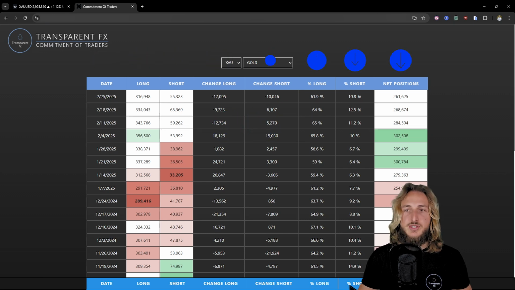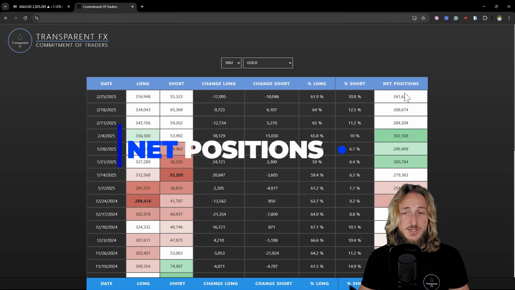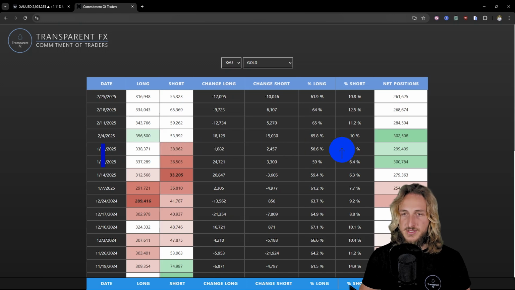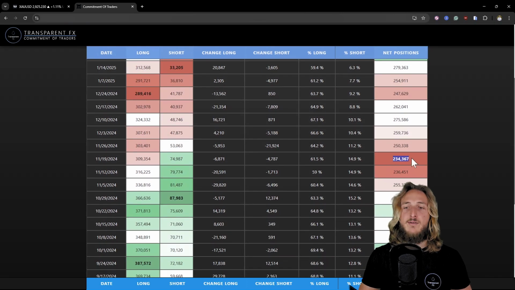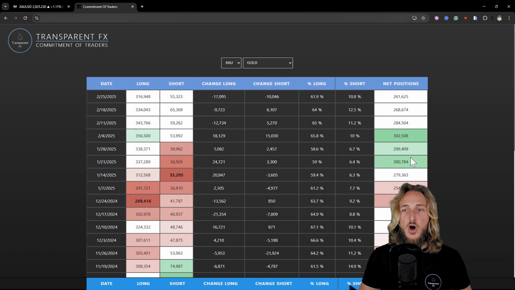Now, what we can notice here is that with the last reports, net positions have been increased in the long term, but decreased with the very last few reports. In fact, in the long term, we went from 234K all the way up to 302.5K net positions.